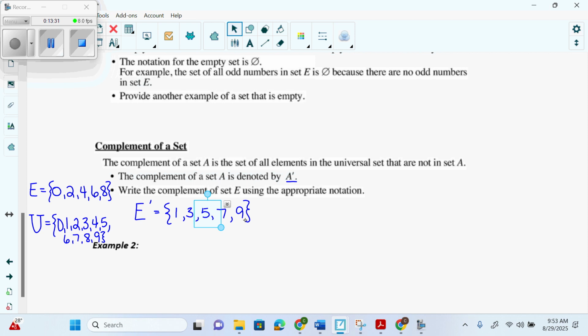Do we agree? It's just what's not in. So you need to have a universal set in order to give a complement, because you need to know what the big set was in order to state what's not in that value, right?